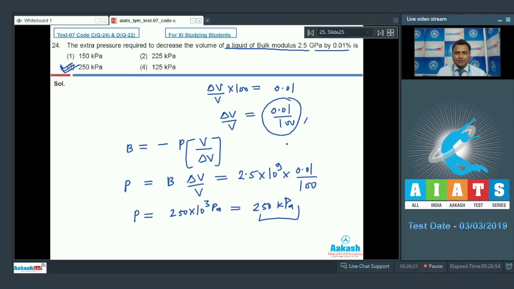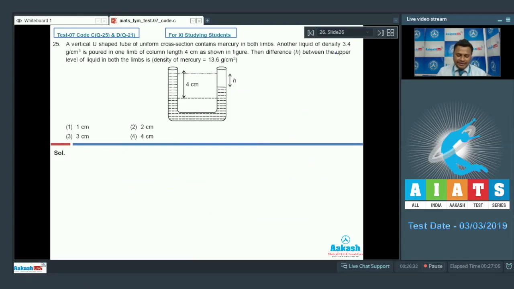Now let us proceed to the next question, that is question number 25. Here is question number 25. A vertical U-shaped tube of uniform cross-section contains mercury in both limbs. So this is mercury, this is mercury. Another liquid of density 3.4 gram per centimeter cube is poured in one limb for column 4 centimeter as shown in figure. So this is another liquid of density 3.4 gram per centimeter cube.